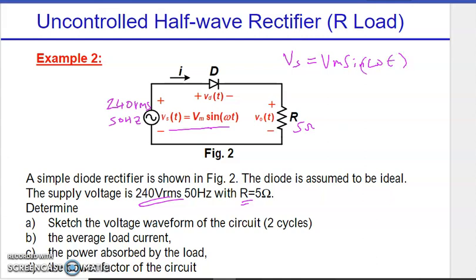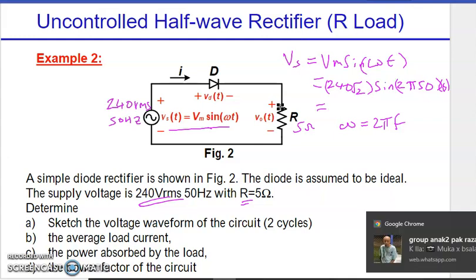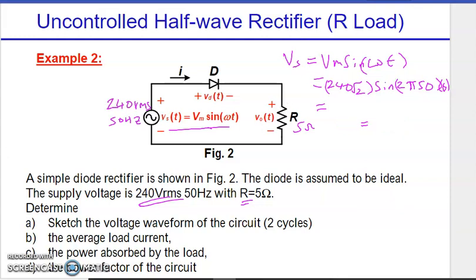So omega is 2 pi f, and so that means you have to put Vs is equal to, this is Vrms, so 240 volt times root 2, sine 2 pi 50 t. So this is the expression of our voltage here. You have to write it, even if it's requested or not. For the current situation, you have to write it.